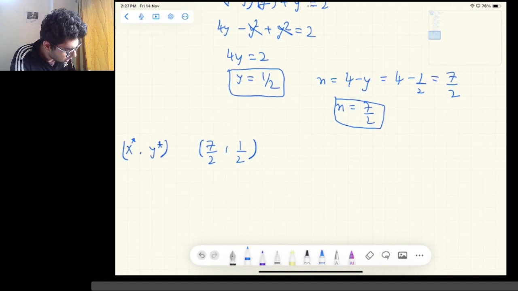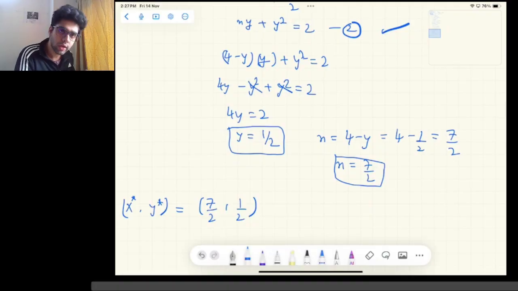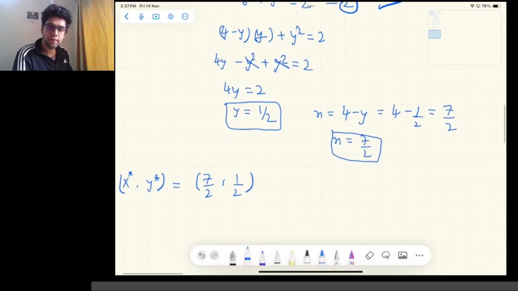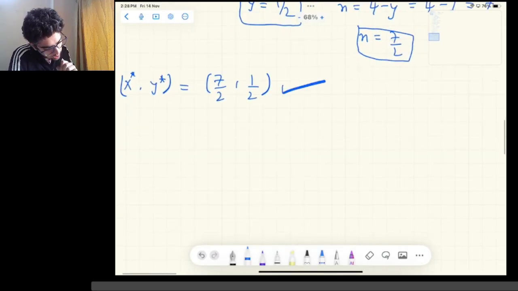But the point is, this is a stationary point, but is it an interior stationary point? So we need to check if this point lies well inside our domain or not. If I just add 7 by 2 and half, what I'll be getting is 4, right? And y is also greater than or equal to 0 here, right? So y is equal to half and half is greater than 0. So this point is our interior point because it lies within our domain. So this is our interior stationary point.